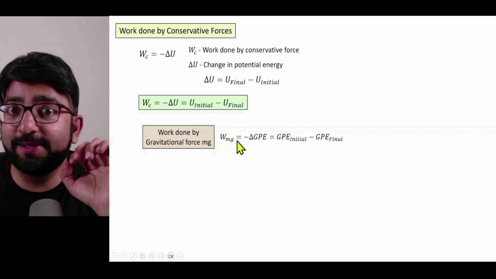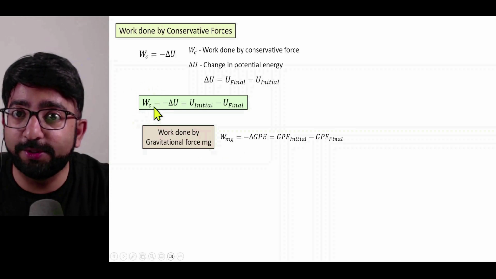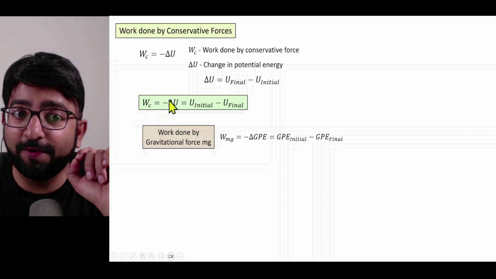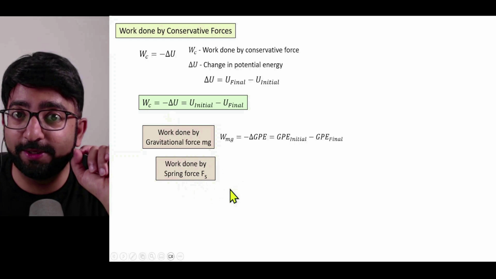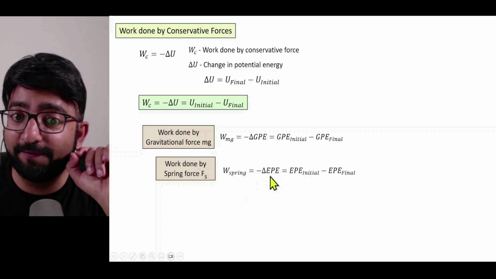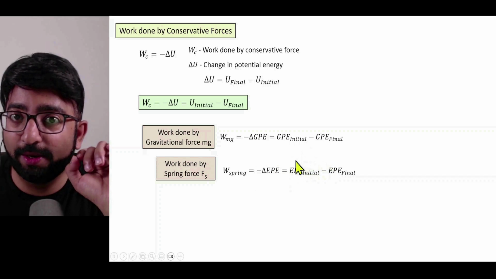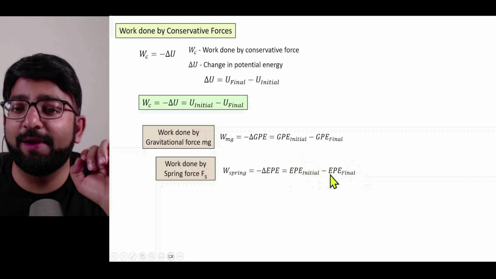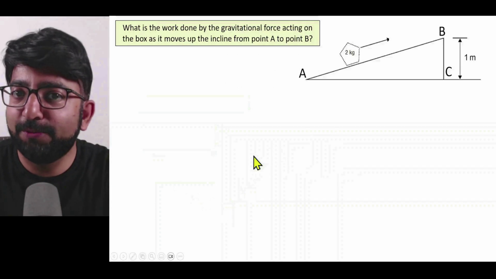After this, let us consider spring forces, which are also conservative. Work done by spring forces will be equal to negative of change in the elastic potential energy. So let's write, work done by the spring force will be negative delta EPE, which is equal to the initial elastic potential energy minus the final elastic potential energy. And now let us try to solve a question based on these principles.